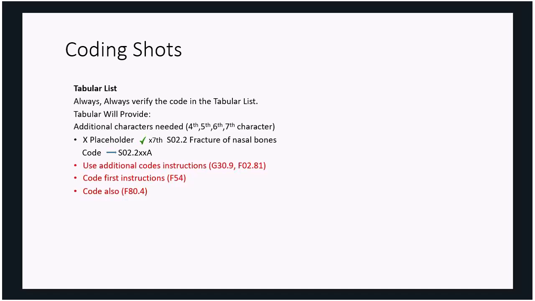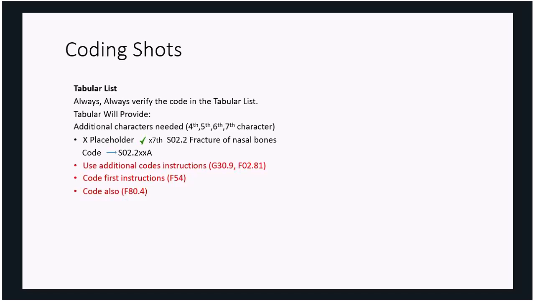S02.2XXA, and note that the 7th character A will come from physician documentation or be based on physician documentation. You need to flip back to the main category S02 and look at that pink subcategory box, and it will list the 7th characters. Again, that's going to be based on physician documentation.